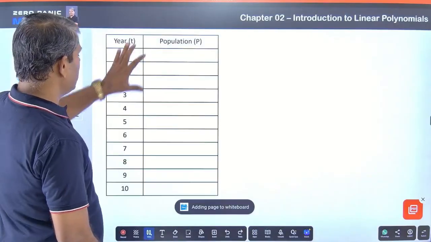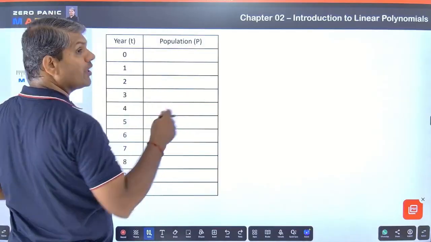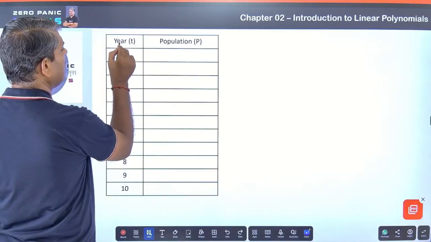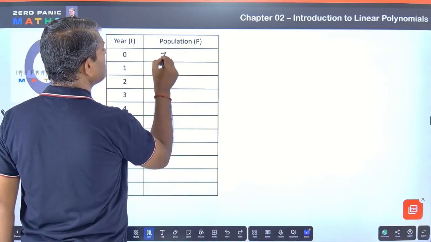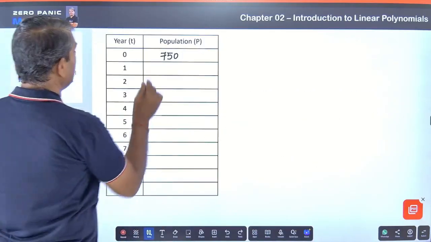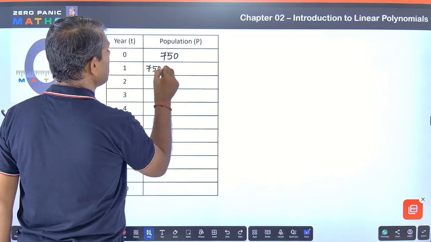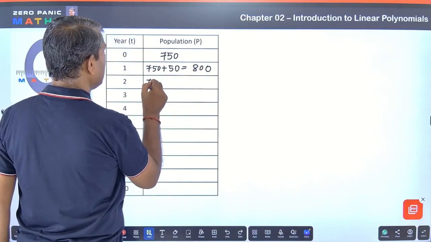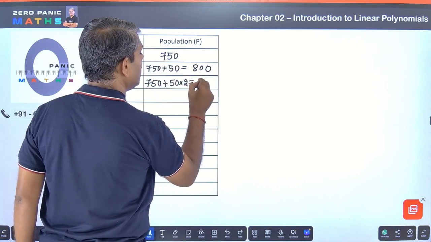So second thing is, with the same formula we are going to fill this table again by identifying the increase in the population every year. So here also the first column represents the time in years, the second column represents the population p, in numbers. So initially it is 750. After 1 year there is a 50 increase in that. So after the first year, 750 plus 50, it is 800. After the second year, 50 into 2 is 100, plus 750, 850.